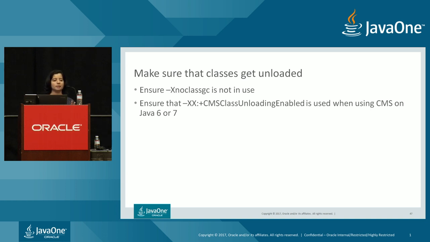While investigating classes or class loader related memory problems, we need to make sure that the classes are getting unloaded. Make sure the option -Xnoclassgc is not in use. If it is there, your classes will not get unloaded. The JVM would keep loading classes, and none of the classes get unloaded, so you will bloat the metaspace or permanent generation usage. And ensure that the CMSClassUnloadingEnabled option is on when using CMS on Java 6 or Java 7 to ensure that classes are getting unloaded during concurrent marking cycles. Otherwise, they get unloaded only at full GCs.